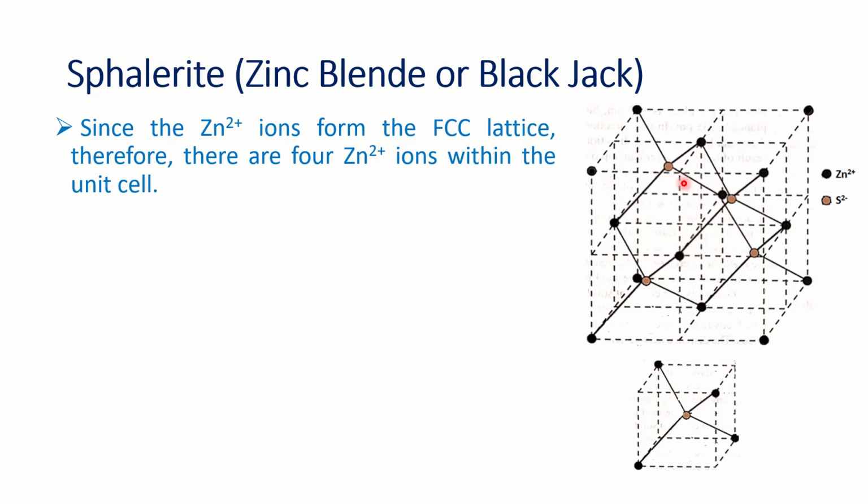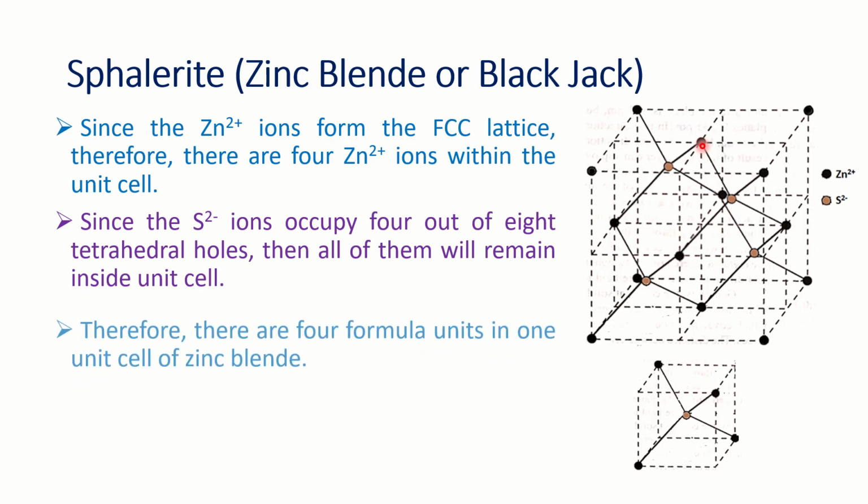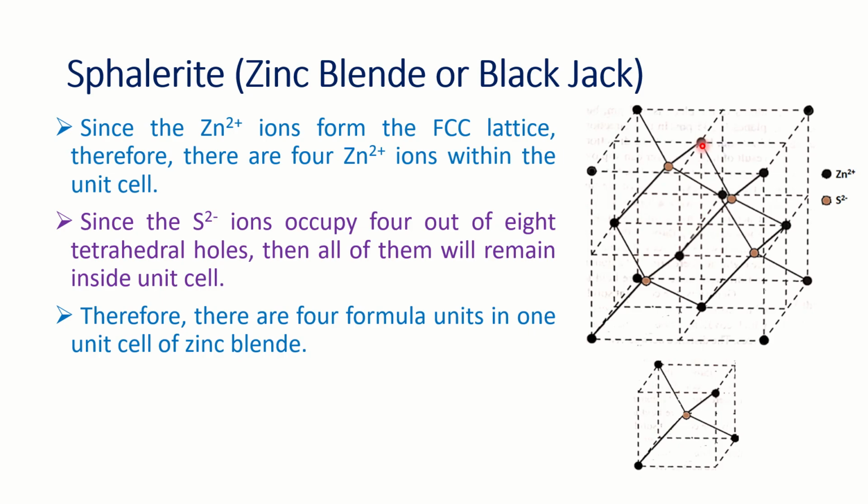And in the 4 is to 4 arrangement, zinc is surrounded by 4 nearest neighbors. On the other hand, sulfide is also surrounded by 4 nearest neighbors. Zinc is surrounded by 4 sulfide, and sulfide is surrounded by 4 zinc. So since the sulfide ions occupy 4 out of 8 tetrahedral holes, all of them will remain inside the unit cell. Therefore, there are 4 formula units in one unit cell of zinc blende.